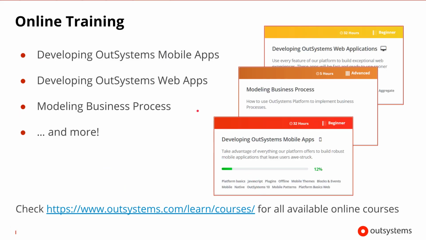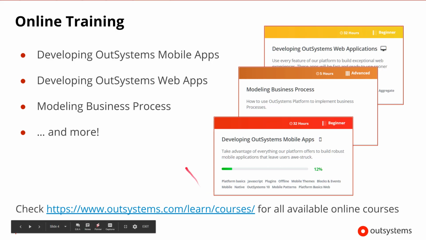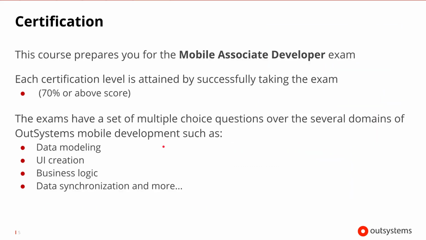Now, I mentioned all of the courses inside of online training. You've just completed Developing OutSystems Mobile Apps. There's also Developing Web Apps. There's Modeling Business Processes. There's Architecture. There's Performance Best Practices and all kinds of other courses, master classes, and small units that are available inside of the courses area. So go ahead and look through those. There are so many that it may be more effective to use the search bar and some of the filters that are available at the top of the page.